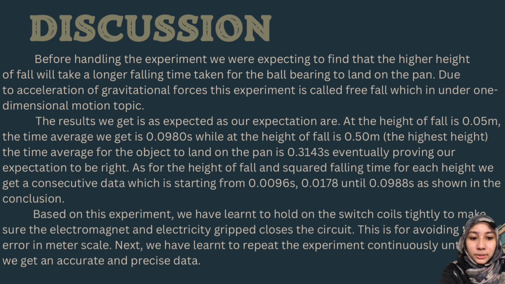Based on this experiment, we have learned to hold on to the switch coils tightly to make sure the electromagnet and electricity grip closes the circuit. This is for avoiding the error in the meter scale. Next, we have learned to repeat the experiment continuously until we get accurate and precise data.